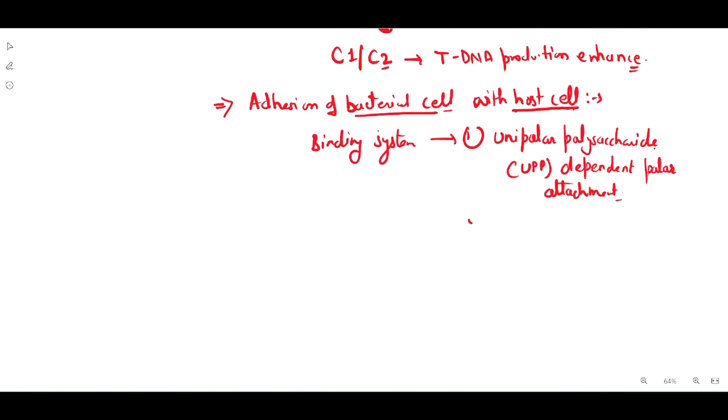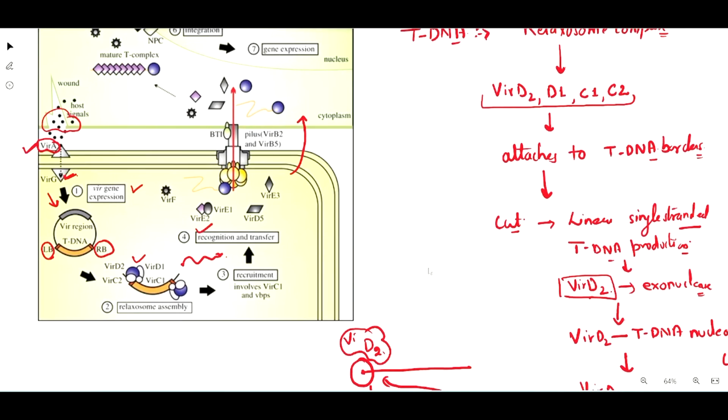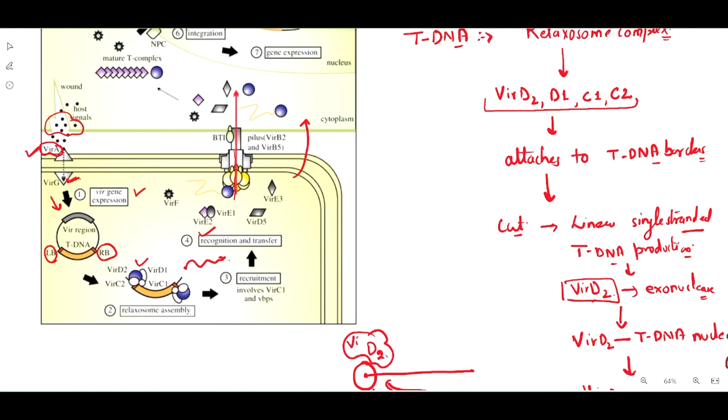Another system for the adhesion is the T-pilus mediated attachment. So when this attachment occurs, the bacterium actually releases its single-stranded tDNA into the host. So this is how the tDNA gets transported into the host cell by the formation of pilus.